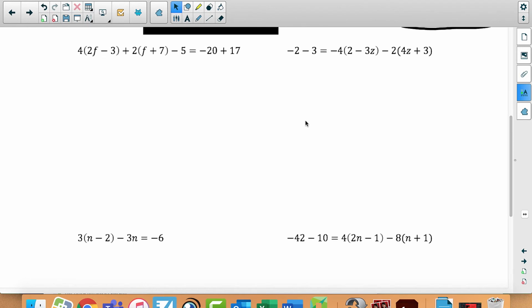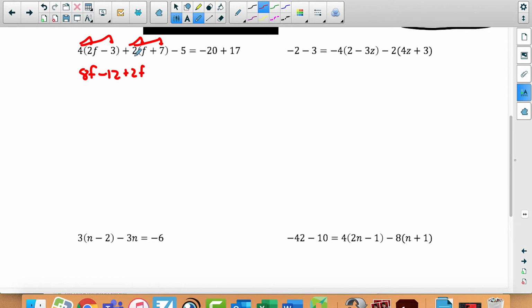Alright, these are getting pretty crazy now. Do we have distributive property? We sure do. We have distributive property in two spots. We have here where we have to multiply, and we also have here where we need to multiply. So we'll start with that. 4 times 2f, well 4 times 2 is 8, and it's still an f. 4 times negative 3 is negative 12. Then we have positive 2 times f, which is positive 2f. And positive 2 times positive 7 is positive 14. Then we have a minus 5 and a negative 20 plus 17.